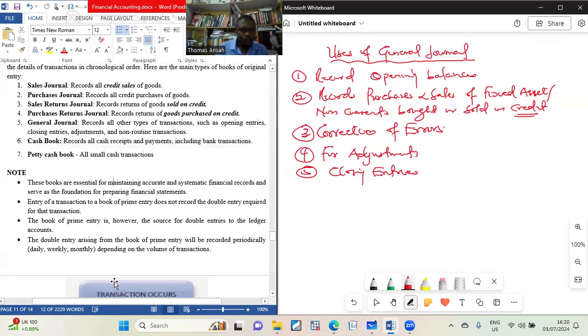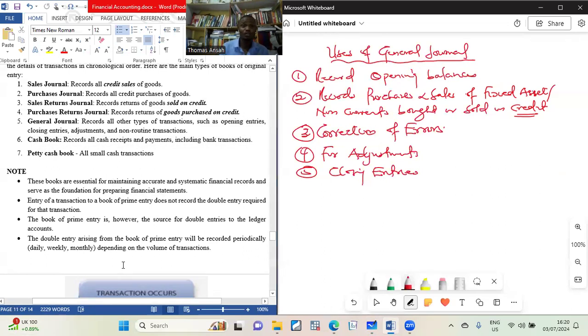Now, there are 3 or 4 important notes I want you to take care of. Number one is that the books are essential for accurate and systematic financial records. So it serves as the foundation for preparing financial statements. If you get this one wrong, everything will be wrong. There is another topic called incomplete records. The person probably keeps only some small books. He doesn't really prepare accounts, but because you know the day books, you can use the day books to form an accounting structure for the person. All right. So that is that.